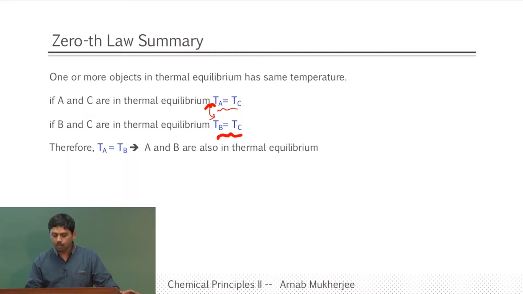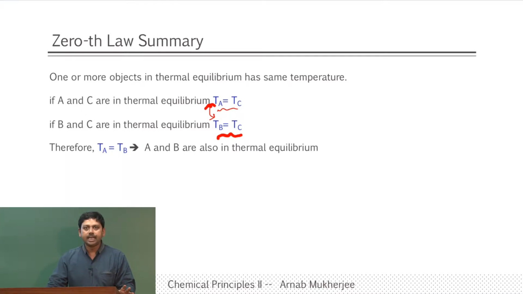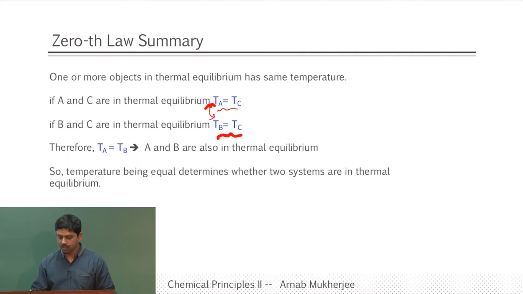Therefore, the zeroth law says that once thermal equilibrium is established, a quantity which is defined to be temperature is going to be the same between two objects in equilibrium with each other. Now, temperature being equal determines whether two systems are in thermal equilibrium or not. That is the definition again. Alternatively, we can say that if temperature is equal, then two bodies are in thermal equilibrium with each other.